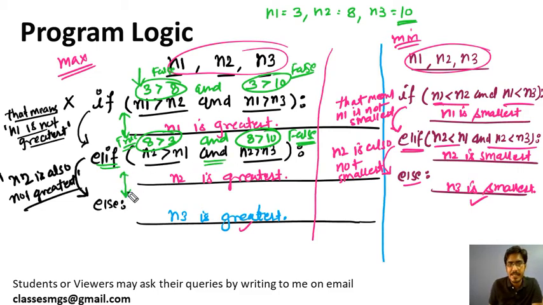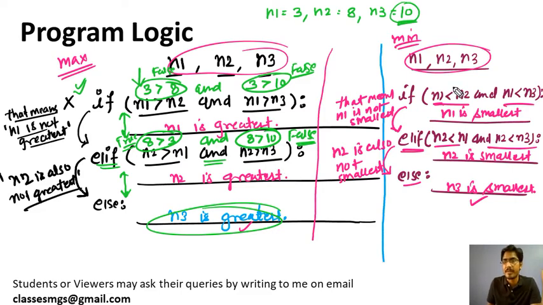Now we go to else, that means n3 is the greatest. What is n3? 10, 10 is the greatest. So this is working for the maximum number. Let me try with the minimum number.